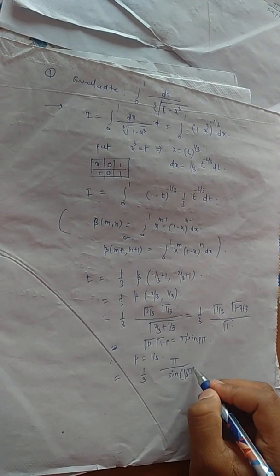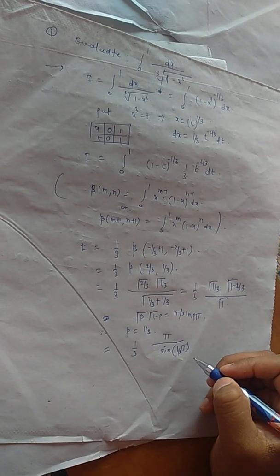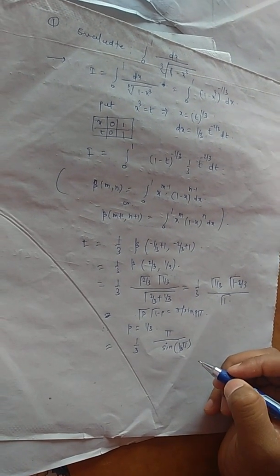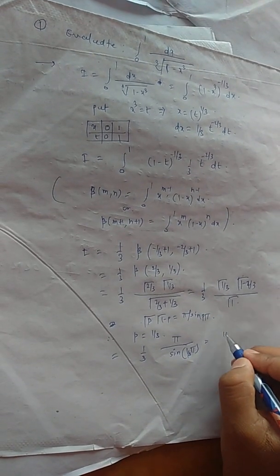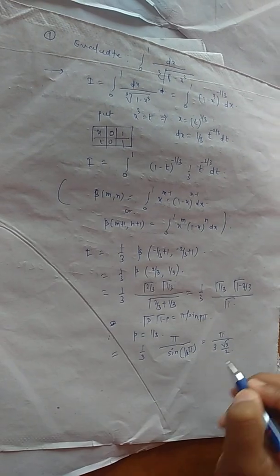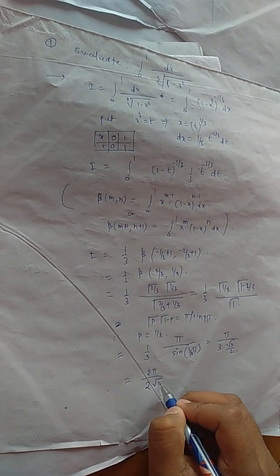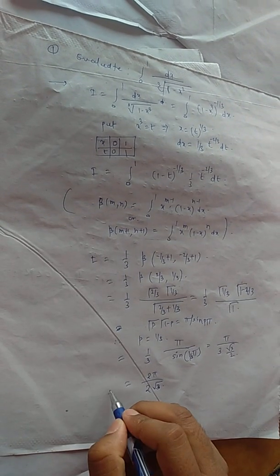1 by 3 gamma 1 is 1, so pi upon sine p pi, p is 1 by 3, so 1 by 3 pi, and the value of sine pi by 3, that is sine 60, is root 3 upon 2. This is equal to pi upon 3 times root 3 upon 2. Simplifying it, we write 2 pi upon 2 root 3, the value of the given integration.